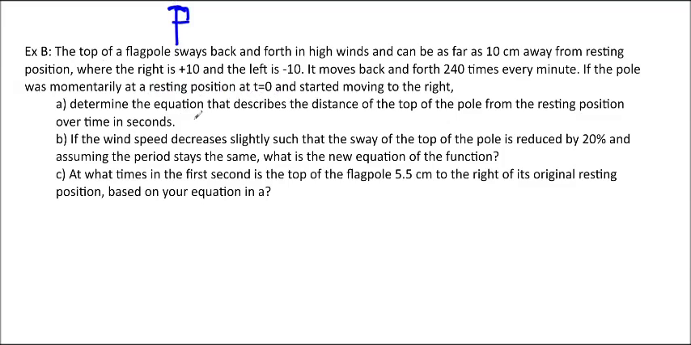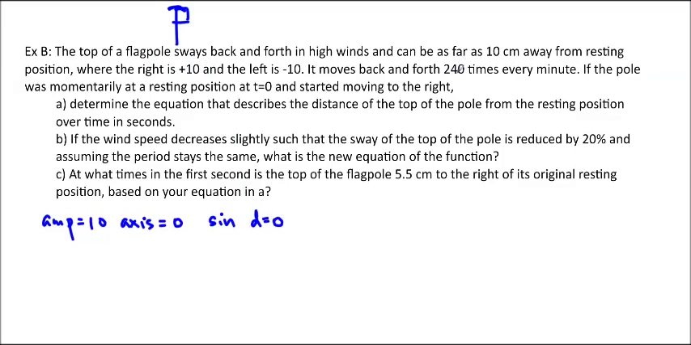And we know that the amplitude is going to be 10 and the axis is 0. It starts at the resting position, so we're going to use positive sine, and it goes to the right, which is the positive direction, so it's positive sine, and so our phase shift will be nothing. And so now we just have to figure out what the period is.